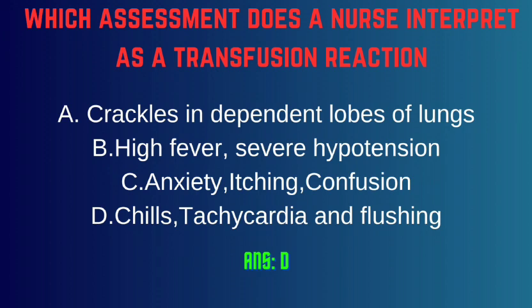The next question is, which assessment does a nurse interpret as a transfusion reaction? Crackles in dependent lobes of lungs, high fever, severe hypotension, anxiety, itching, confusion, chills, tachycardia, and flushing. Answer is D.